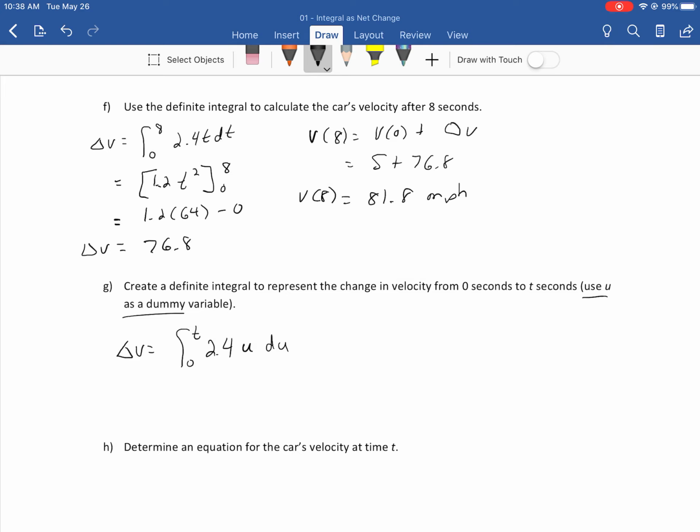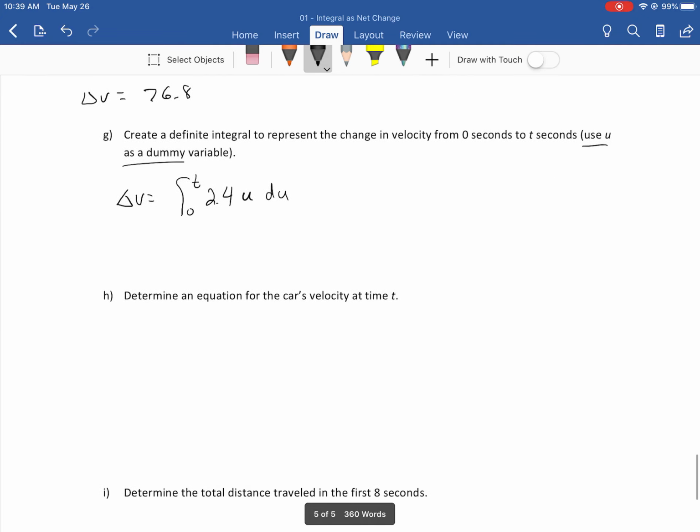Okay, so that's if you wanted to come up with an equation for delta v for any t value, we'd have to use a different variable there for going from 0 to t. You can reverse these variables if you want and say, okay, well, we're going to go 0 to t, 2.4 u du, if that makes more sense to you. The nice thing about using the t is the upper limit of summation here is our equation will come out to be t's eventually. The u's are just a dummy variable for that reason. So it says, then determine an equation for the car's velocity at time t.